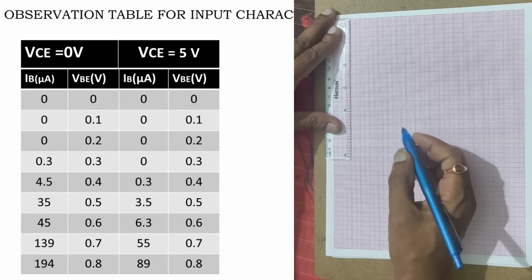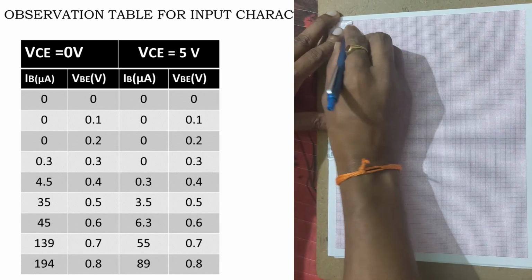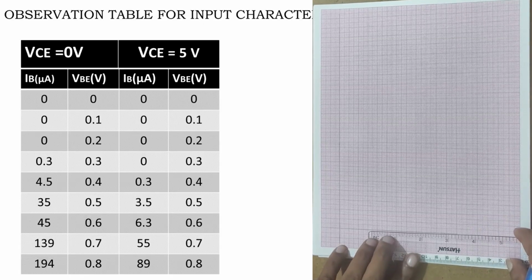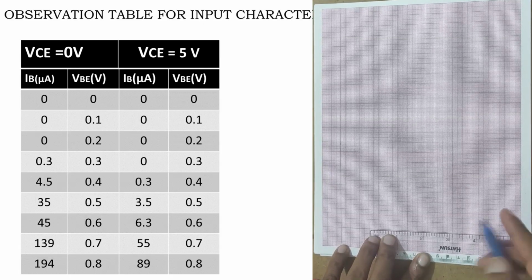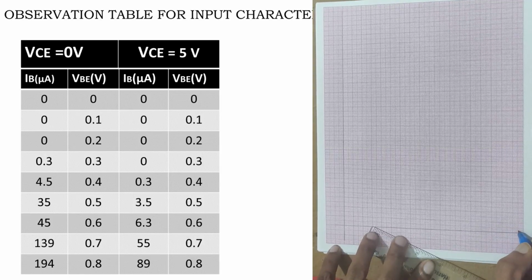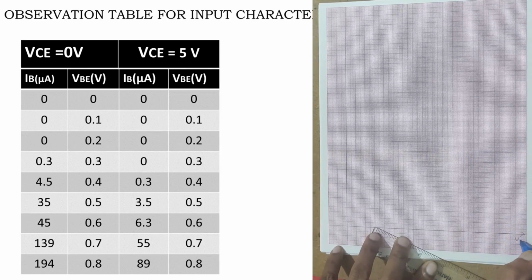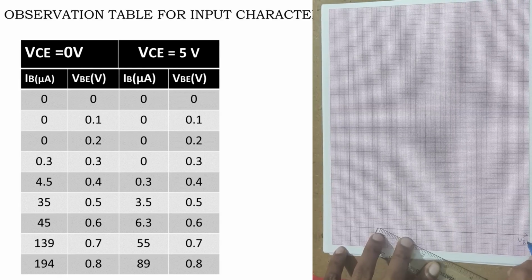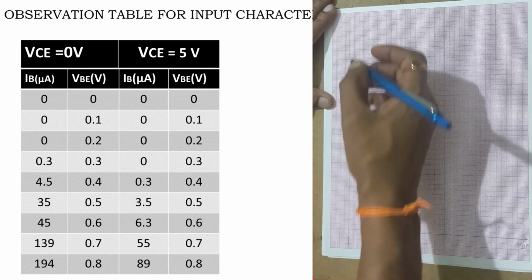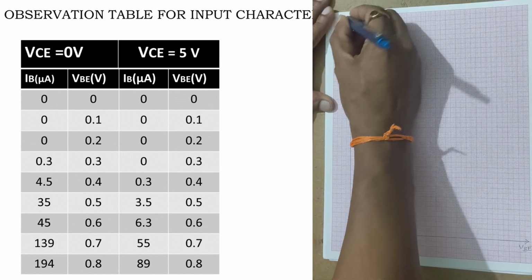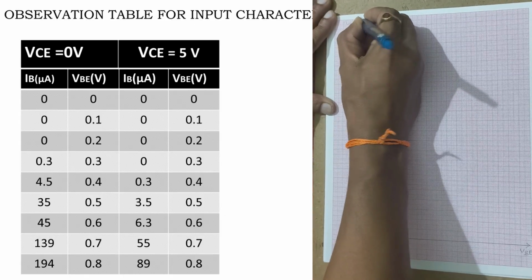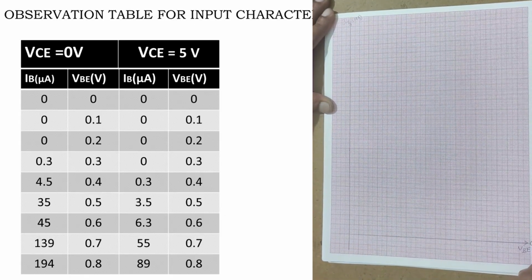Input characteristics of BJT. For the input characteristics of BJT, on x-axis take the voltage VBE. VBE means base emitter voltage. On y-axis take current IB in microamperes, where VBE is in volts.